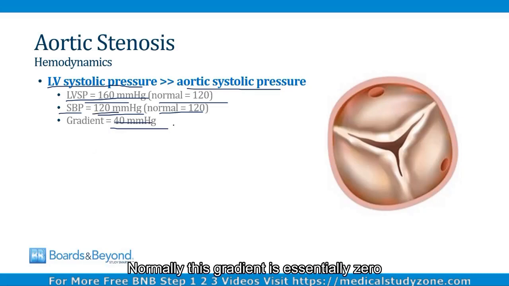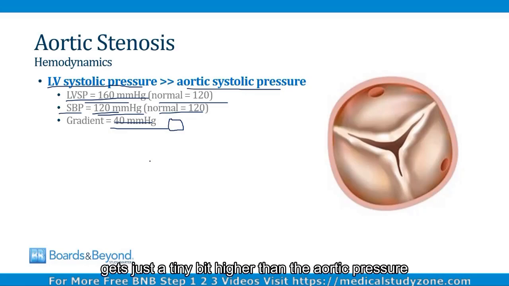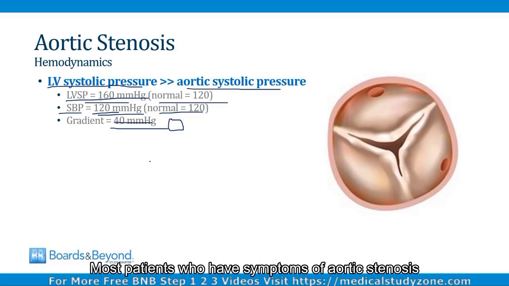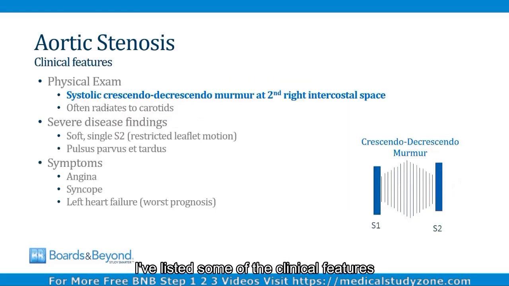Normally, this gradient is essentially zero because as soon as your pressure in the left ventricle gets just a teeny bit higher than the aortic pressure, the valve opens. But in patients with aortic stenosis, this gradient can get very high. Most patients who have symptoms of aortic stenosis have a gradient of at least 40 millimeters of mercury or more. I've listed some of the clinical features of aortic stenosis on this slide.